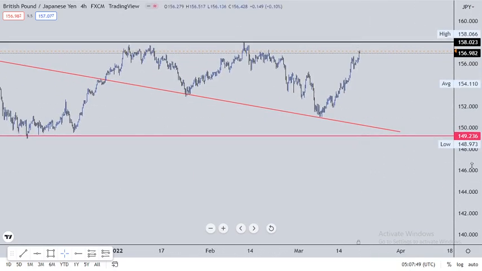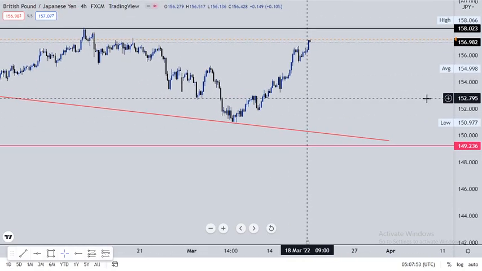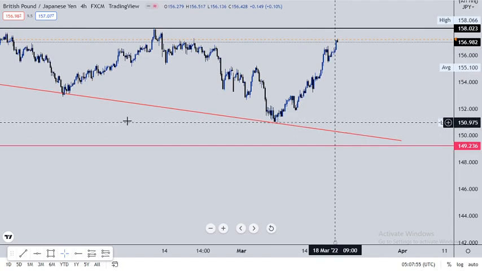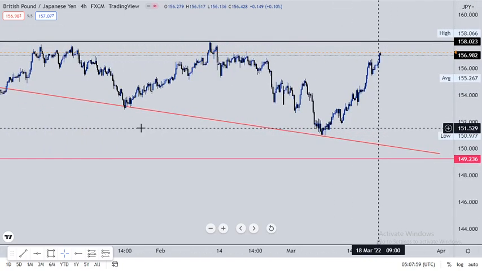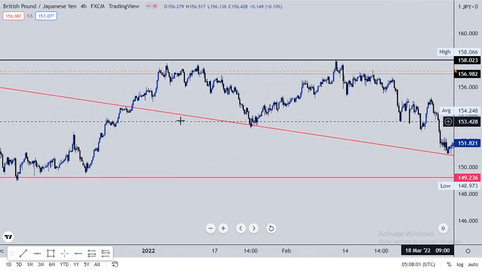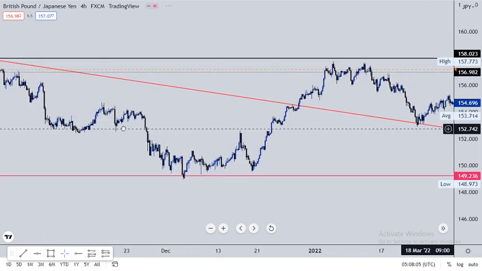Now I'm on 4-hour time frame. Remember, I will be deleting some trend lines if they're no longer valid. Yes, I said it again. I will be deleting some trend lines if they're no longer valid. Like this one is valid because I'm using it to identify the movement.